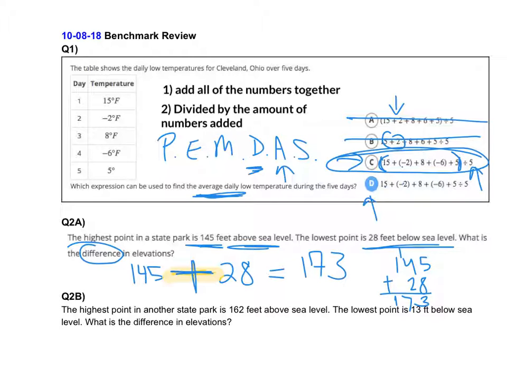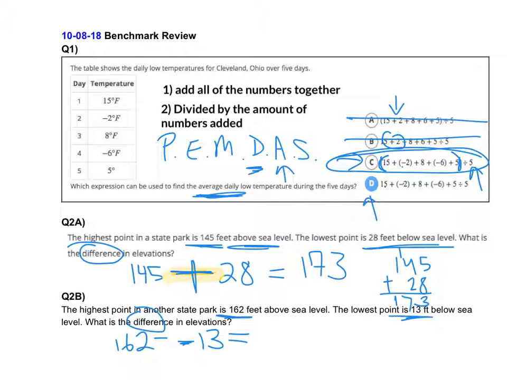All right, we're going to practice another one just for good measure. The highest point in another state park is 162 feet above sea level. The lowest point is 13 feet below sea level, and so they want to know the difference again. So it's going to be exactly the same setup. You have 162. You're going to subtract a negative 13 because, again, when you find the difference, that is subtraction. But if you're below sea level, then that's a negative number. So that gives us our double negative again.